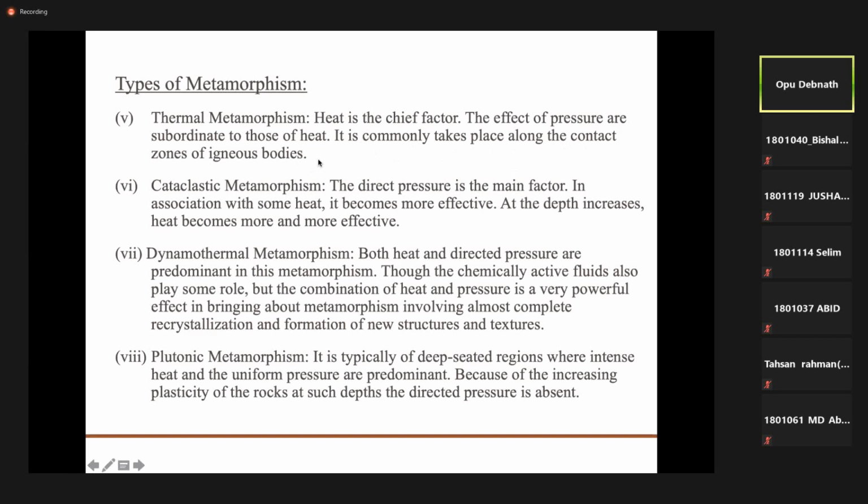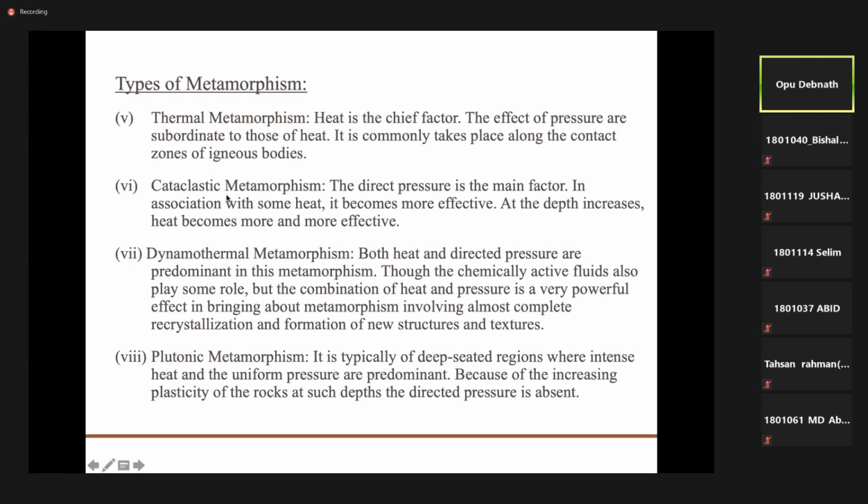That means, as I discussed a few minutes earlier, those are the intrusive igneous rocks. While these intrusive igneous rocks are formed, the contact zone or the surrounding rocks also feel some temperature rise due to the cooling of the magmatic materials inside the earth. So this is an example of thermal metamorphism.